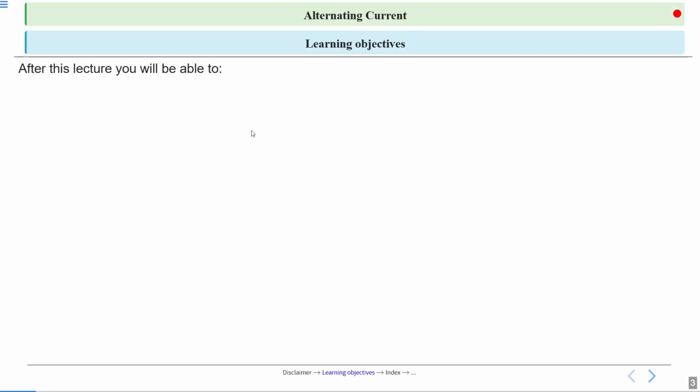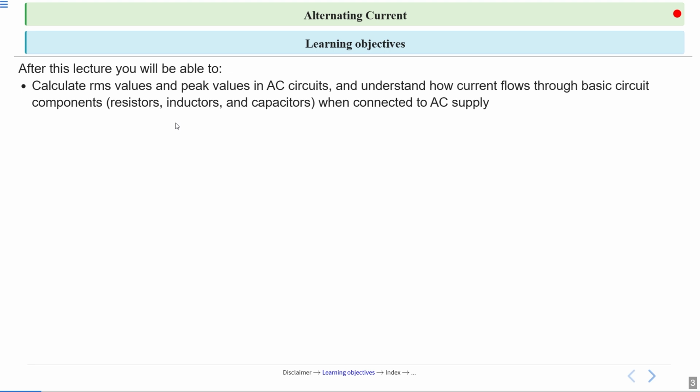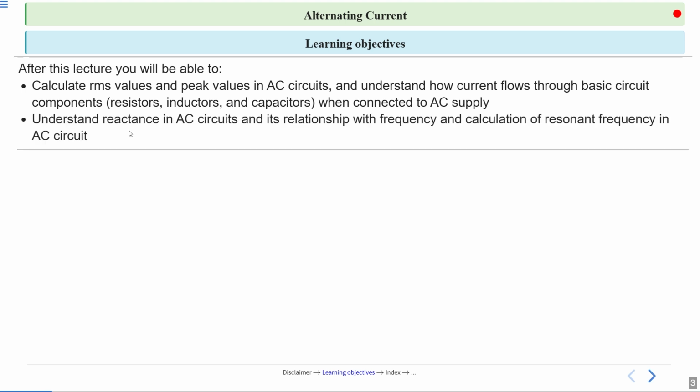After this lecture you will be able to calculate RMS values and peak values in AC circuits, and understand how current flows through basic circuit components, resistors, inductors and capacitors, when connected to an AC supply. You will also understand reactance in AC circuits and its relationship with frequency, and calculate the resonant frequency in an AC circuit.